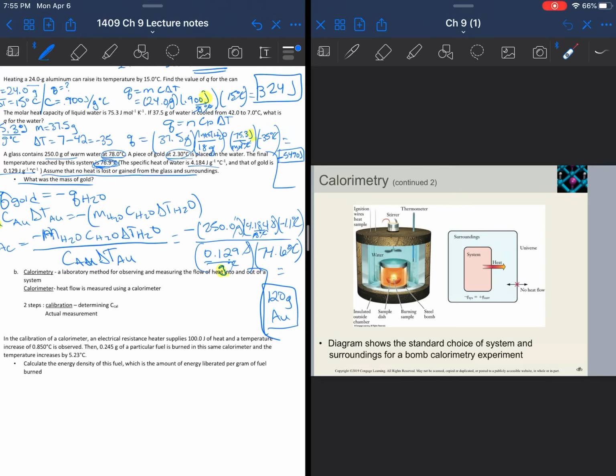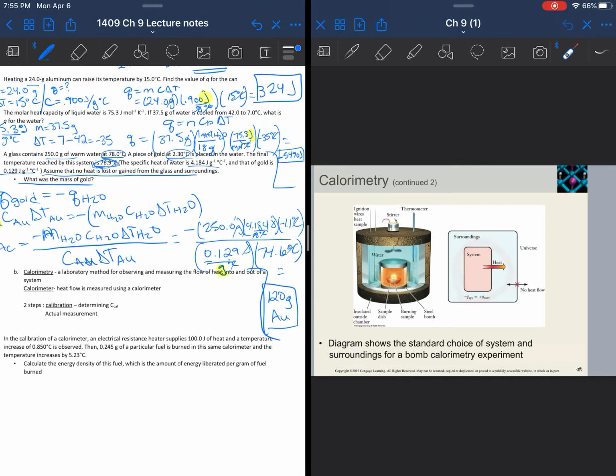There's also something called a bomb calorimeter. This is especially useful when you're trying to figure out the energy content of a fuel or of a food. You can place your fuel in this inner chamber called a bomb. This is where you can ignite it, and then there is water. This is your surroundings, and you don't have to worry about that energy escaping into the universe, because there is a vacuum layer and then there's an insulated layer.